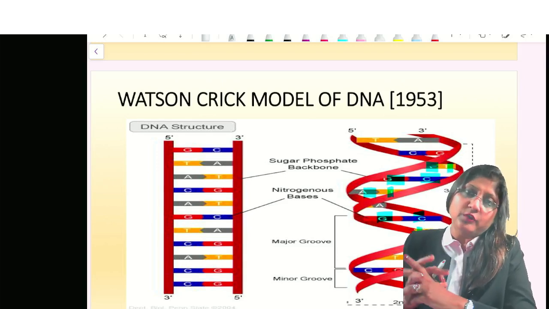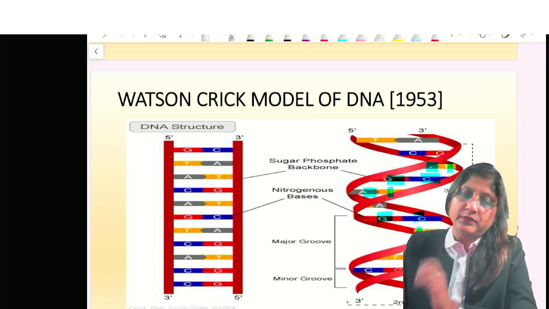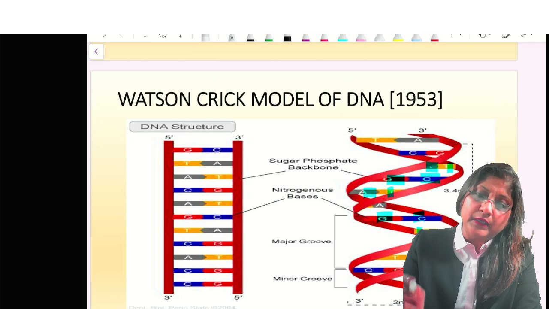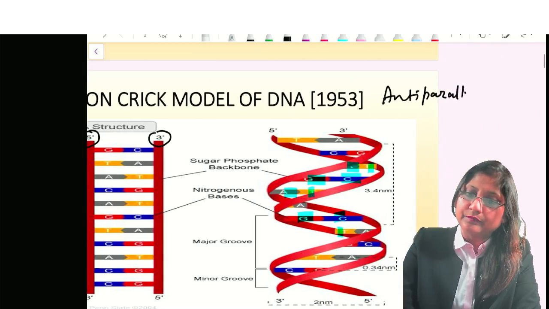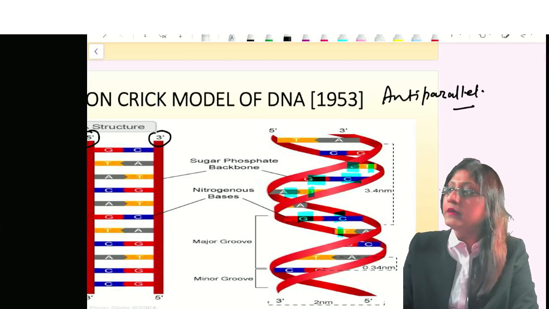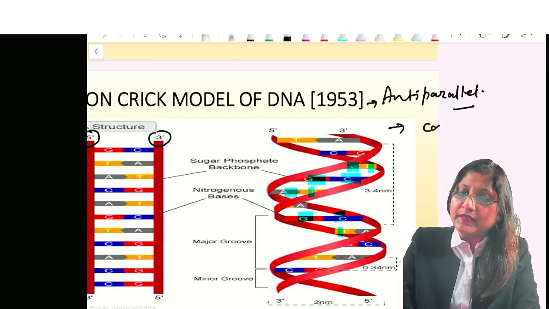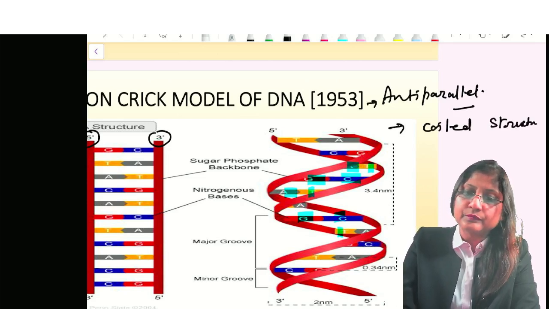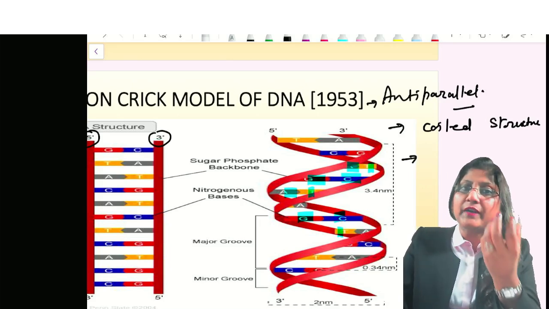The key aspects of this Watson-Crick model were that DNA is double stranded and both the strands are anti-parallel. Both the strands are arranged in an anti-parallel fashion. They are not parallel, they are anti-parallel. And it's a coiled structure, and you have major and minor grooves.